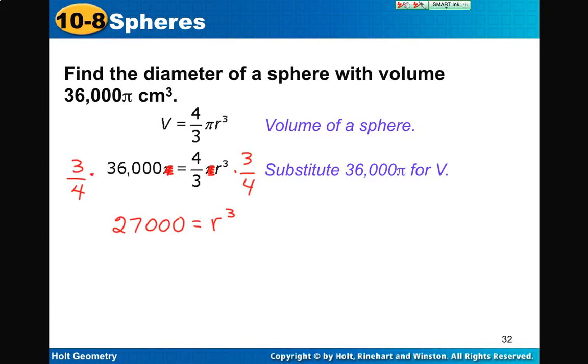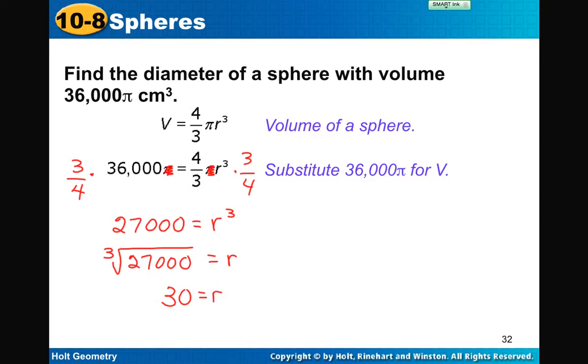All right, now, if that were a squared, what would we do? We would square root each side, but it's a cube. So what we have to do is cube root. So you gotta look at your calculator. How can you cube root on your calculator? Is there a cube root key? I think it's supposed to come out 30.